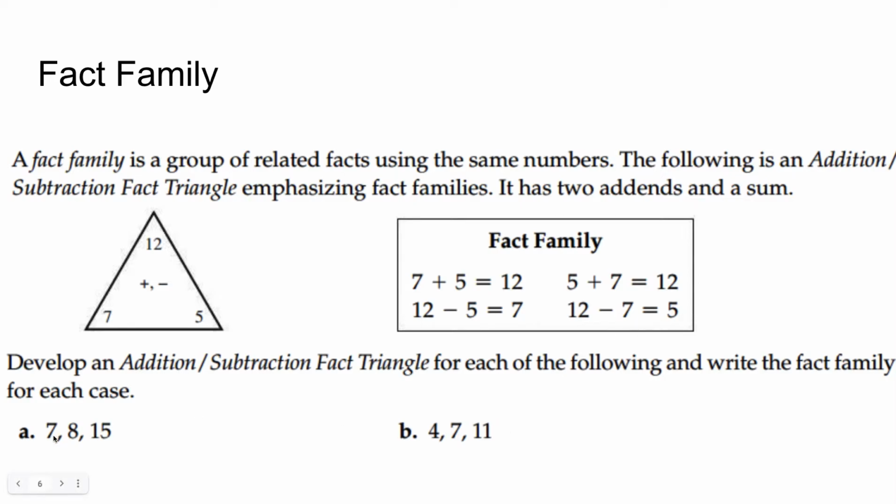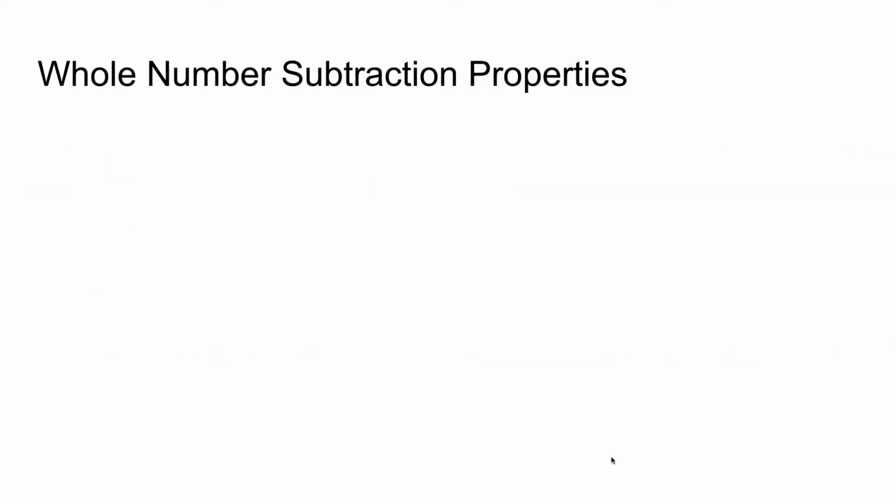So we know that 7 plus 8 is 15, 8 plus 7 is 15, 15 minus 8 is 7, 15 minus 7 is 8, right? Same for this one. 4 plus 7 is 11, 7 plus 4 is 11, 11 minus 7 is 4, 11 minus 4 is 7. So those three numbers you can play around with for addition and subtraction.